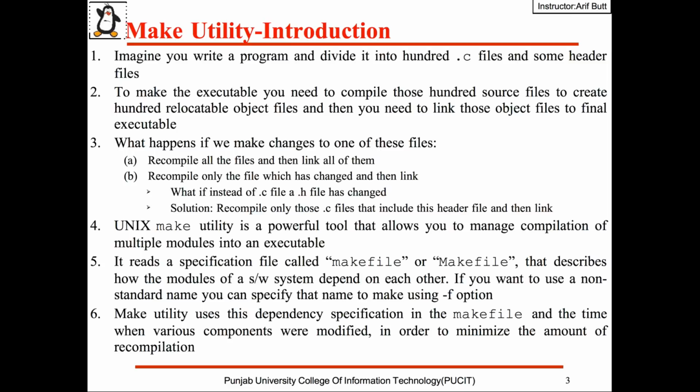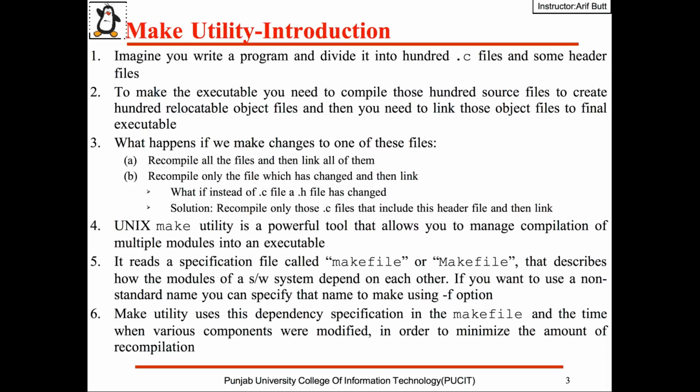Well, imagine you write a program and divide it into 100 .c files and some associated header files. To make the executable of your source code, you need to compile those 100 source files to create 100 relocatable object files. And then you need to link those object files to create the final executable. And in case you make a bit of change in any one of the source files, you may need to recompile all the files and link all of them. Or you may like to recompile only that file which has changed and then of course relink.